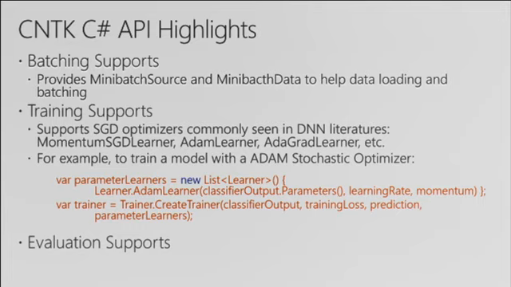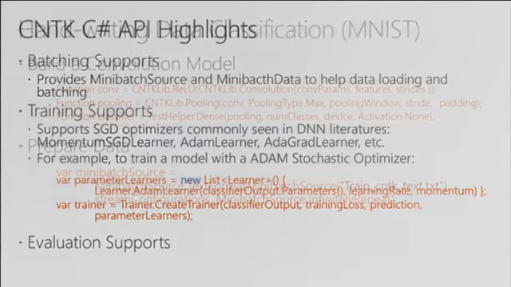CNTK C# API supports batching, so the native mini-batch source, everything is there. We support training, all kinds of learners. So here's an example of writing an Adam stochastic optimizer. Just writing a parameter learner as a list, and then create a trainer with that learner.